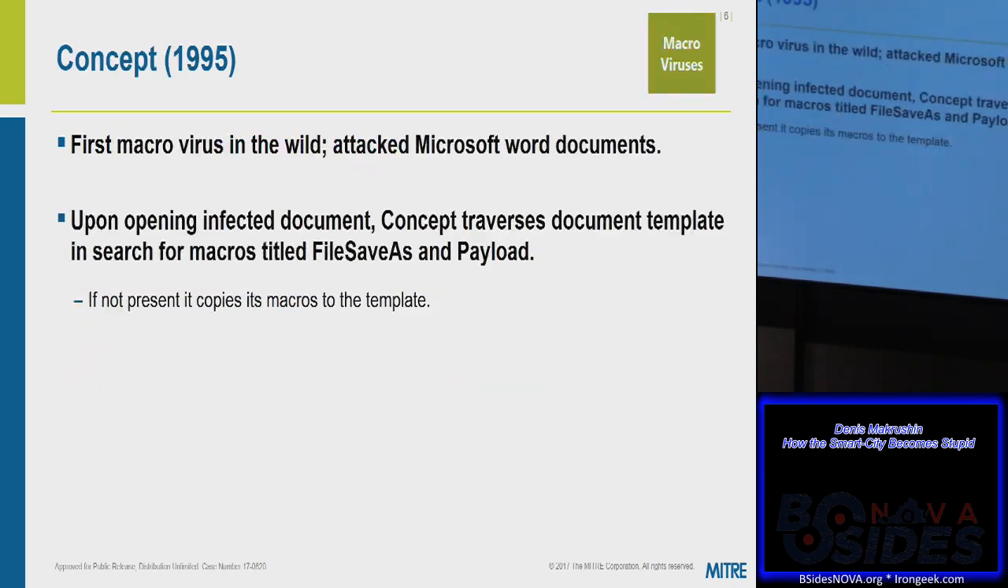Next, the Concept. Concept was the first macrovirus seen in the wild, and a macrovirus, I'm sure everyone knows what a macrovirus is here, but just to be safe, is a virus that utilizes a macro language in order to exploit its target. And that's exactly what this did. When a document that was infected was opened, it would traverse through the template in search of any of its macros, and if those were not present, it would continue to infect that template. And it would spread by infecting every document saved on that machine.